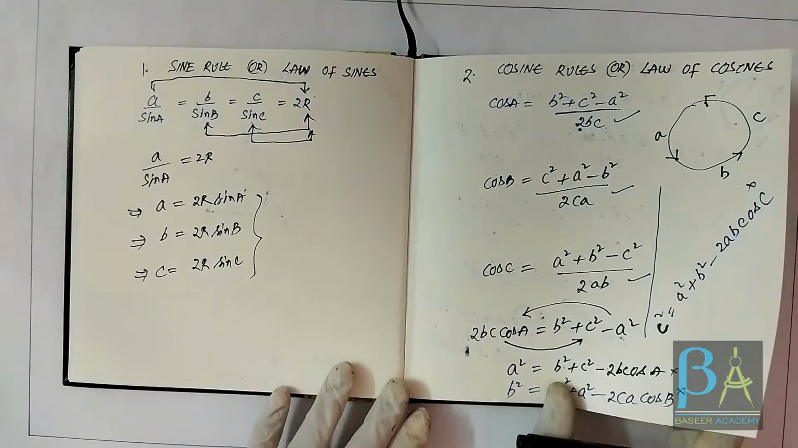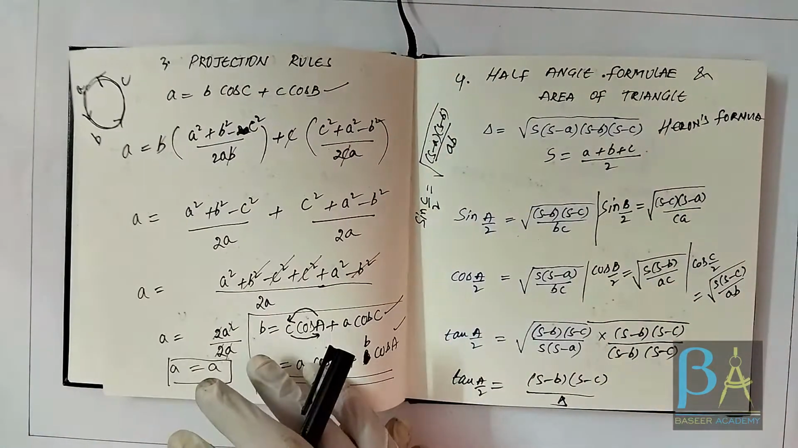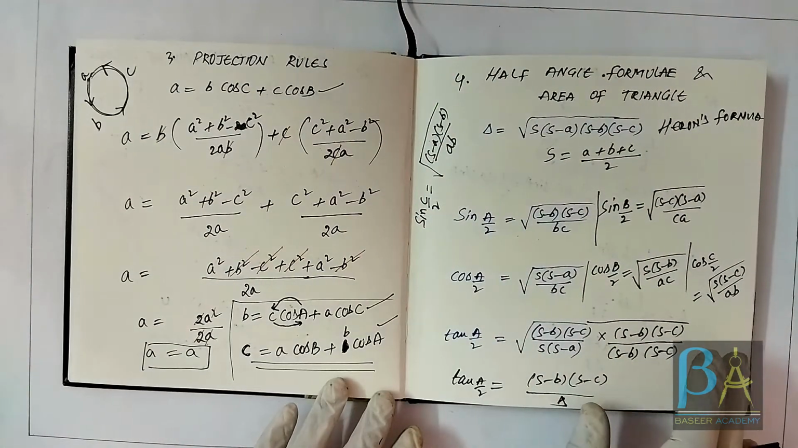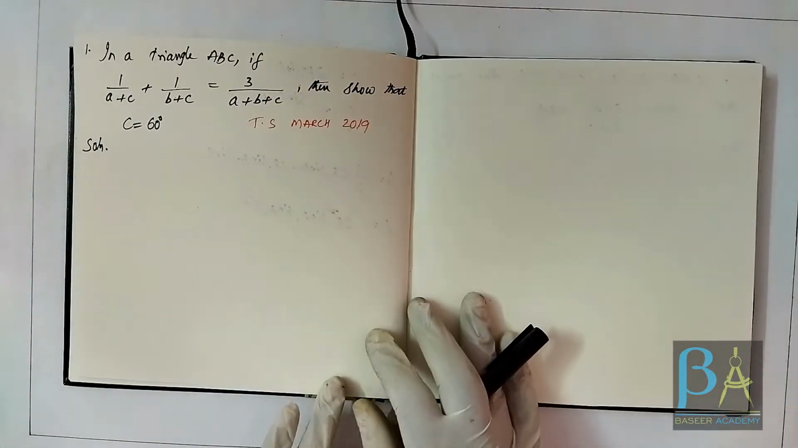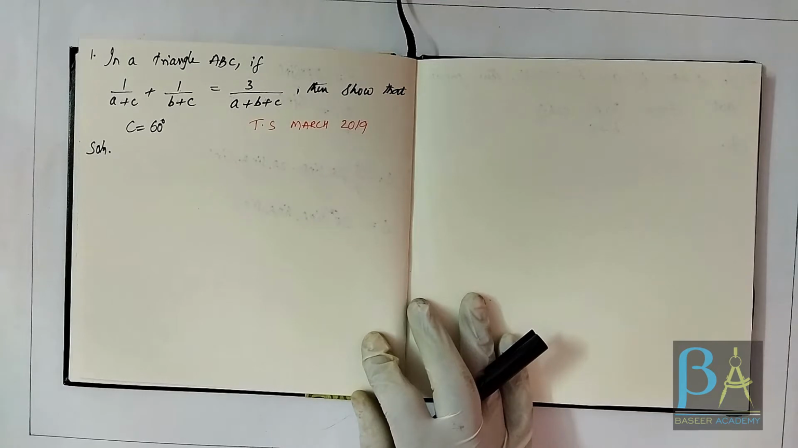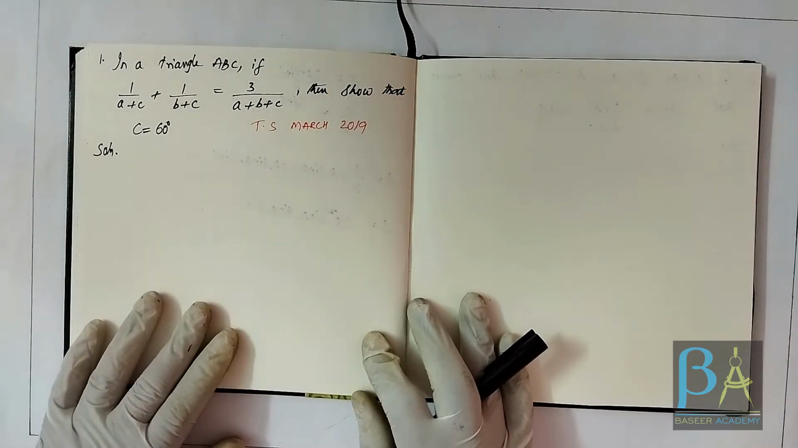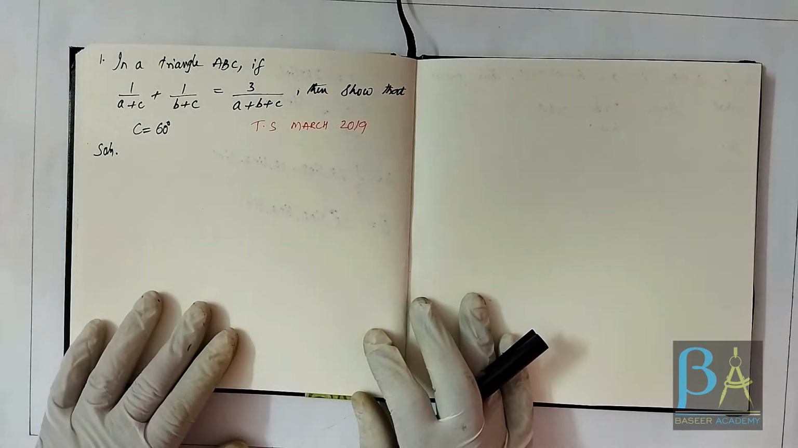In the last video, we talked about sine rule, cosine rules, projection rules, half angle formulae and area of triangle. Now, using those formulae, I'm going to solve 5 questions that have appeared in previous year question papers.